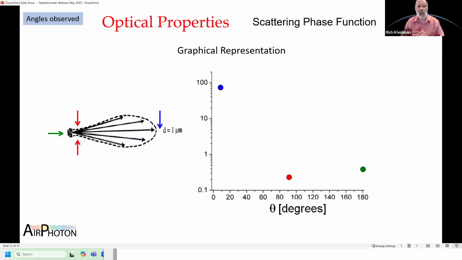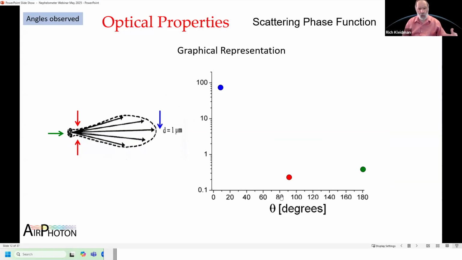Often, this is turned into something called a scattering phase function. Now, you cannot do that with an integrating nephelometer, but again, I'm trying to explain a bit more about the theory. So if I look at the scattering angle and the response, if I take this point here, which is close to 0, I'm going to have the most response. I can graph that. I'm going to add up my 90 degrees. I can graph that. I'm going to add up my 180 degrees.